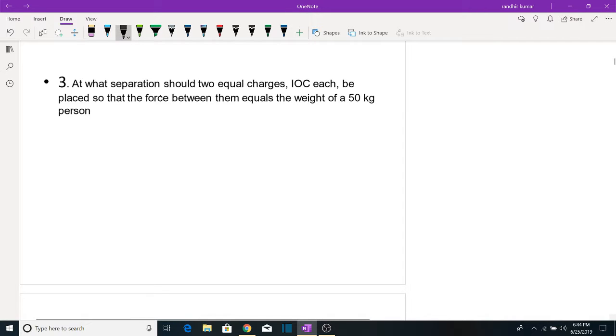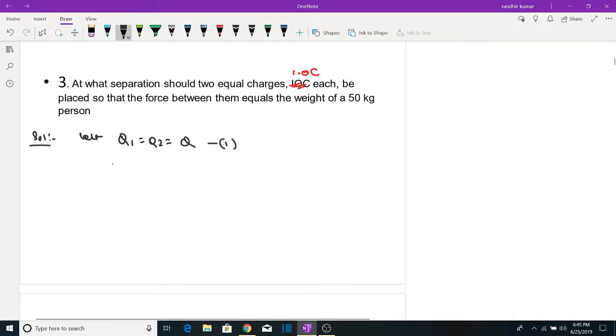Again, recorrect the question. 1.0 Coulomb. At what separation should two equal charges of 1.0 coulombs each be placed so that the force between them equals the weight of a 50 kg person? Solution. Two equal charges of 1 coulomb. Let Q1 is equal to Q2 equal to Q.